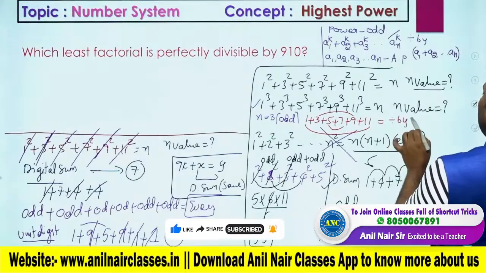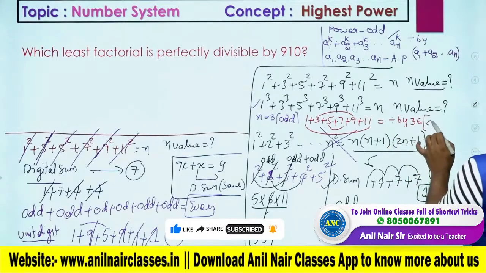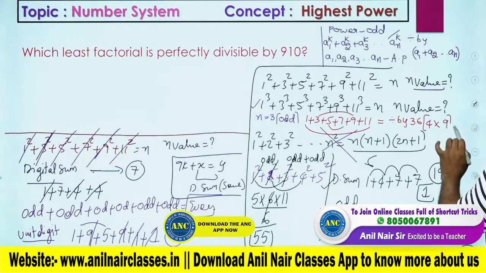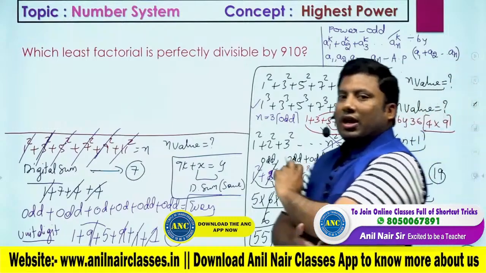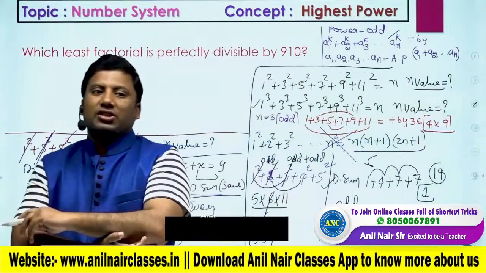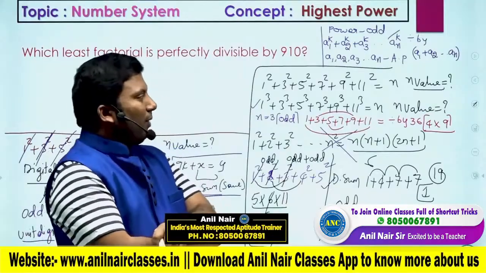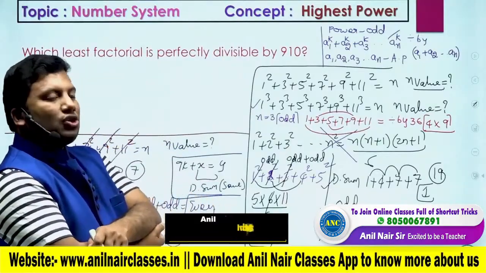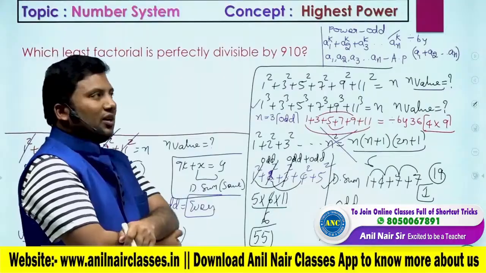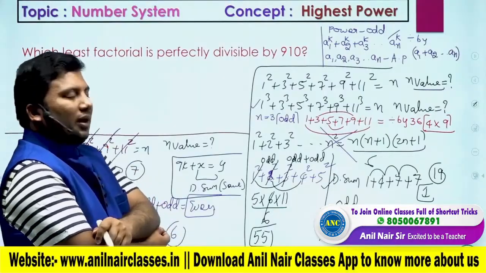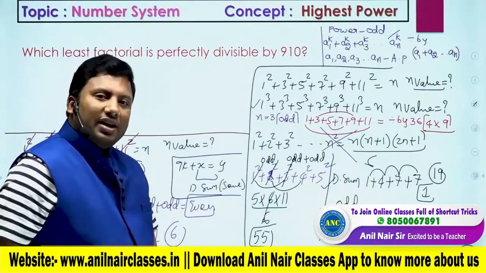The answer will be divisible by 36. 36 means it should be divisible by 4 into 9. That means the last two digits of the answer should be divisible by 4 and the sum of the digits should be divisible by 9. I hope the idea is clear.